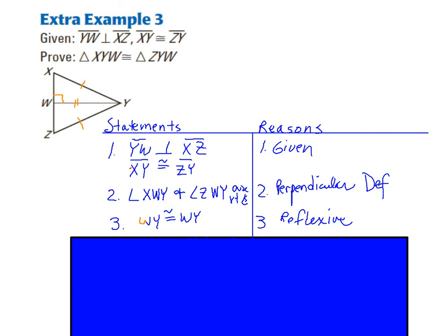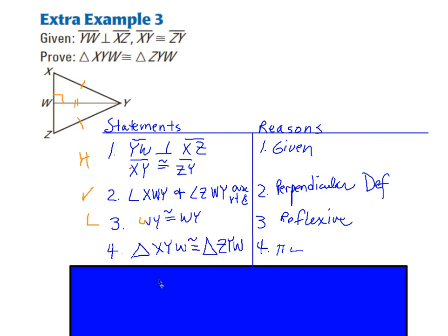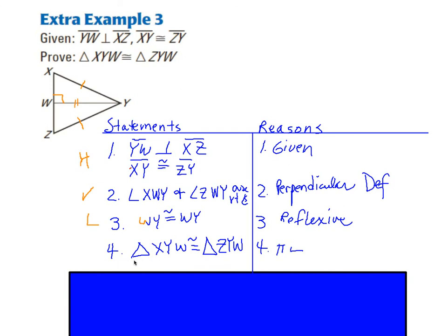And then finally, it looks like we have the three things that we need. We have two pairs of hypotenuse, so I'll write that out here. We've got the hypotenuse. We have right triangles. Alright, got to have right triangles. And then the third condition is we have a pair of legs that are congruent. This WY is in both triangles. Okay, so we can say triangle XYW is congruent to triangle ZYW.